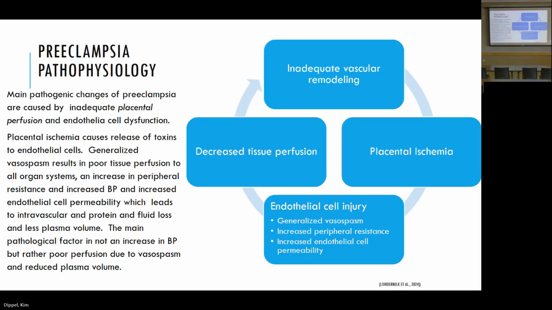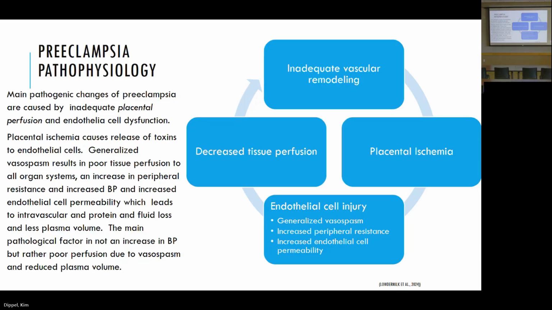Simply, the vessels start leaking. The volume of both the RBCs and the plasma leak out into the interstitial fluids, and they don't remain there. And to me, I think to all of us, we need to remember the main pathological factor isn't the increase in blood pressure, because you could have somebody with a really high blood pressure, but intravascularly they are dry. It's rather poor perfusion due to vasospasm and reduced plasma volume.